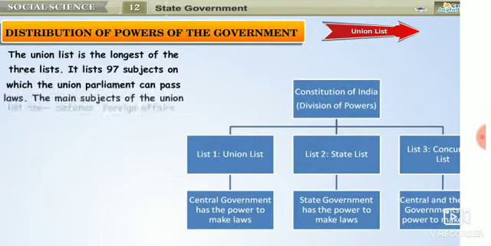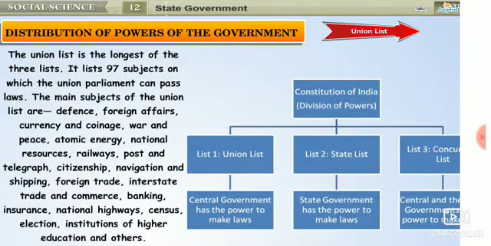Union list. The Union list is the longest of the 3 lists. It lists 97 subjects on which the Union Parliament can pass laws. The main subjects of the Union list are defense, foreign affairs, currency and coinage, war and peace, atomic energy, national resources, railways, post and telegraph, citizenship, navigation and shipping, foreign trade, interstate trade and commerce, banking, insurance, national highways, census, election, institutions of higher education and others.